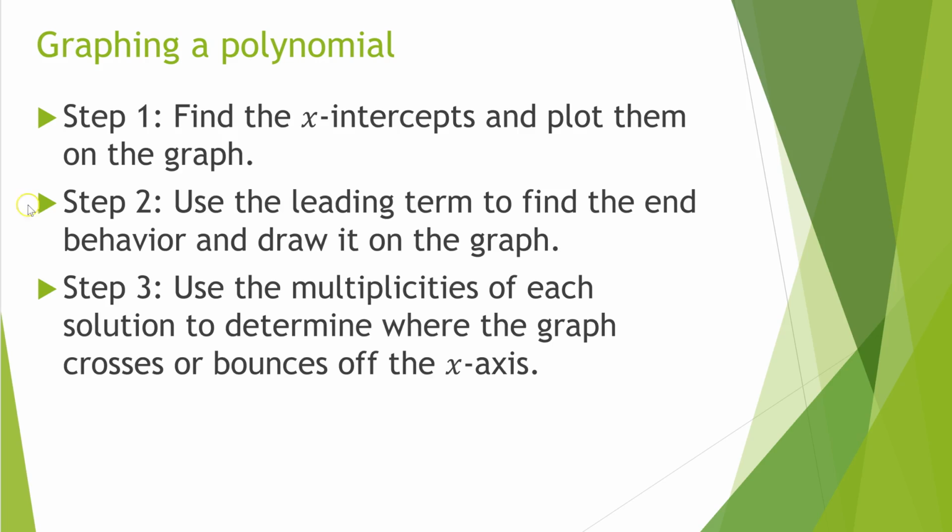So now it's time to talk about how we can combine the x-intercepts, the multiplicities, and the end behavior to create the graphs for the polynomials that you're given. So you'll start off with the x-intercepts, plot them on the graph, then you'll use the leading term to find the end behavior and draw that on the graph from the ends of the x-intercepts. And then the last thing we'll do is we'll see where does the graph cross through the x-axis and pass to the other side, or where does it bounce off of it and stay on the same side.